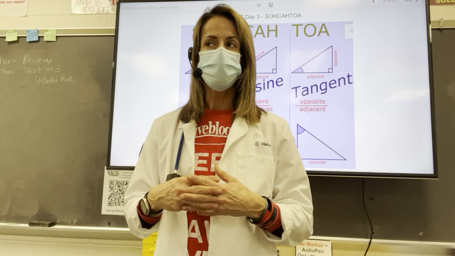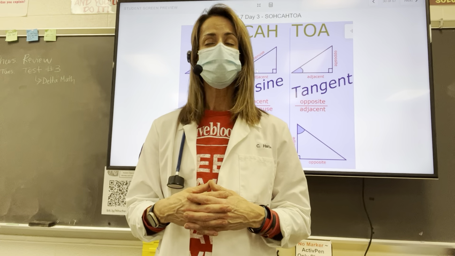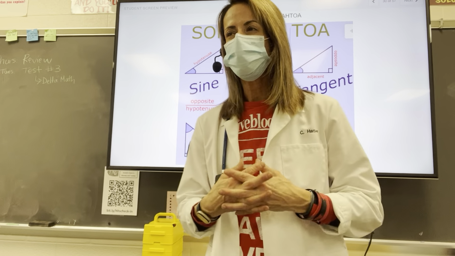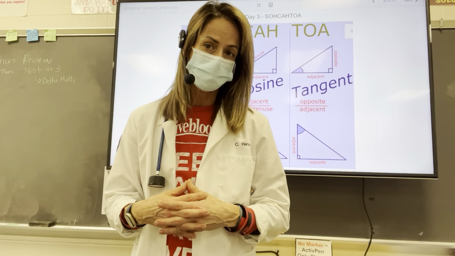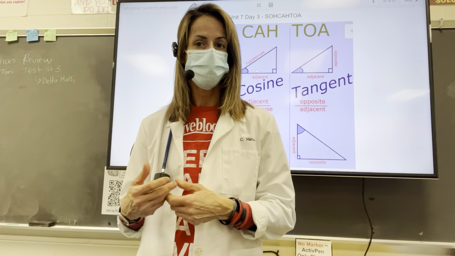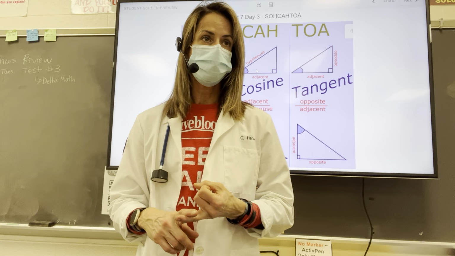The third lesson is today. Sometimes we have a different type of information. Sometimes we're given the length of one side and we're asked to find the measure of an angle, or we're given the measure of one of the other angles besides the 90 degrees and the length of one of the sides, and we're asked to find the measure of another side. So it's not a special right triangle, and we don't know the lengths of two sides.